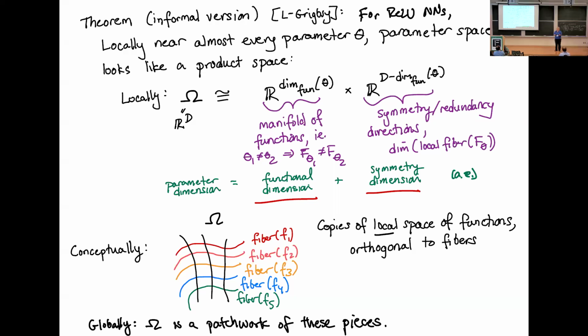In fact, the question of exactly what these colors or fibers look like is really not known. I can build examples where they're disconnected, but I don't know more about their topology, like Betti numbers, for example.